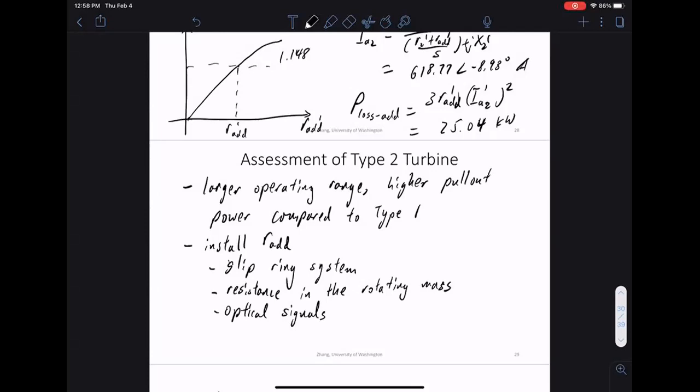When there were a lot of wires, it was quite difficult to construct the machine. Then people figured out you can build the resistors directly into the rotor, which is not very difficult to do. And to communicate without wires, the easiest thing is to use optical signals with a cheap sensor. This is the type 2 you see today. They have this kind of structure. Any questions about this?